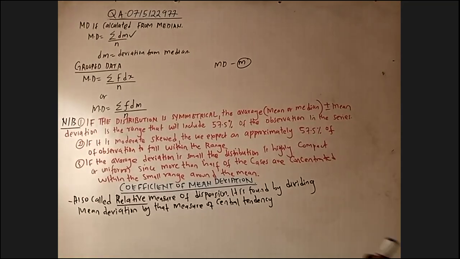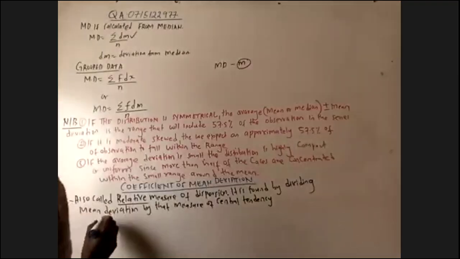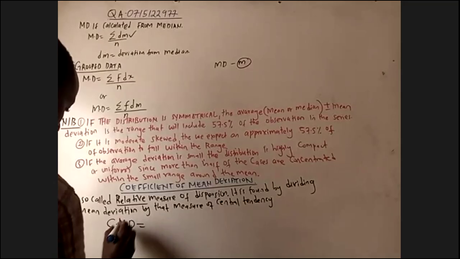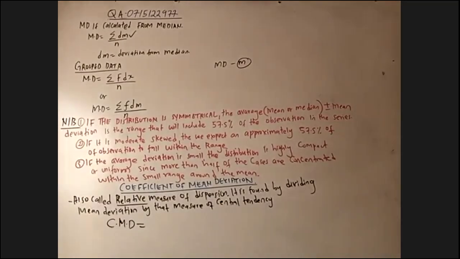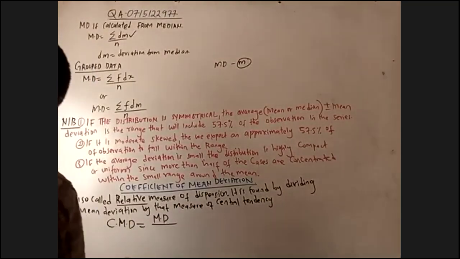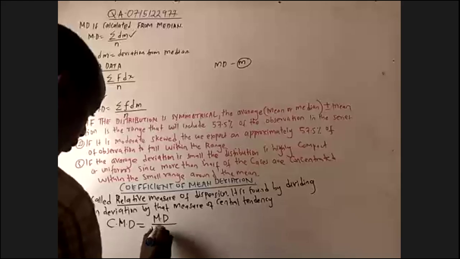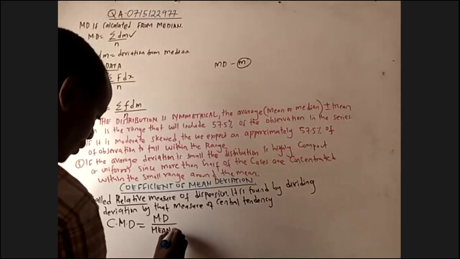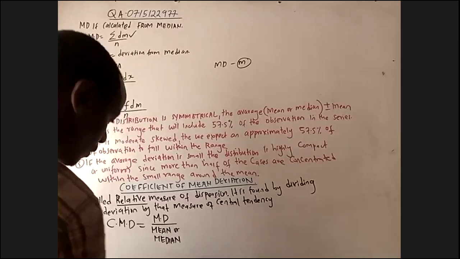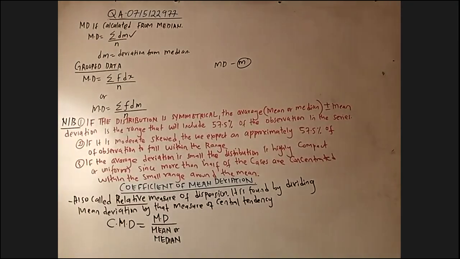Now, let us write it. Coefficient of mean deviation, CMD, is equal to the mean deviation divided by mean or median, depending on which one you used. Illustration.